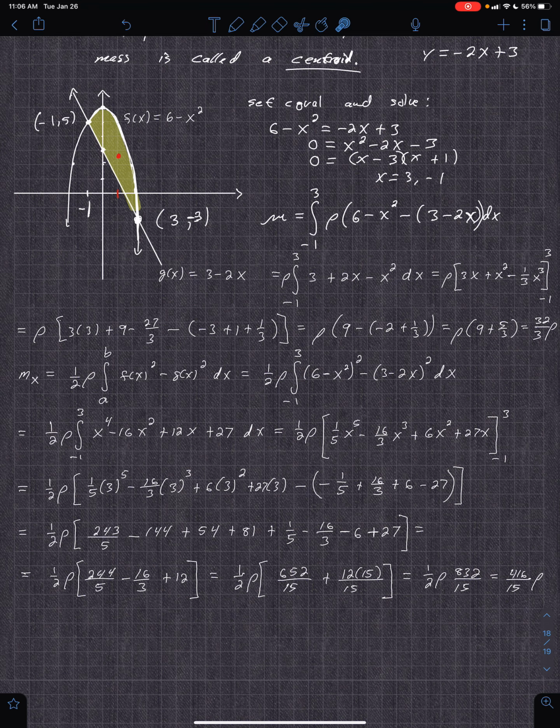Okay, next, moment about the y. Let's go ahead and bring it down here. Let's do your setup. So moment about y is rho integral from a to b. And then this is just your distance x, and then you have your f of x minus g of x as your area, and then dx is your thickness. And so that's usually a little easier to calculate.